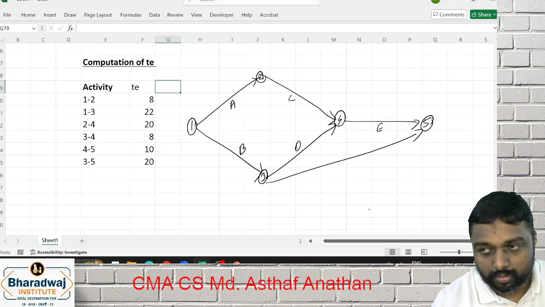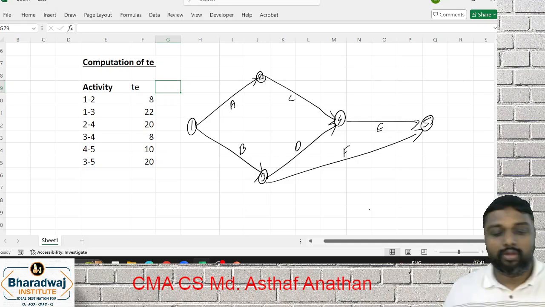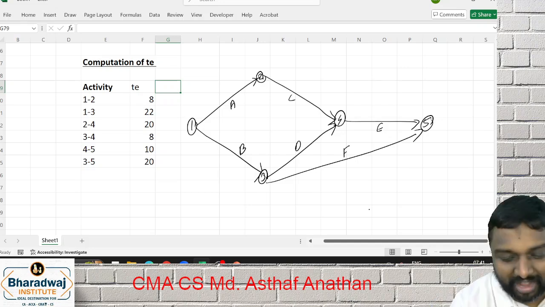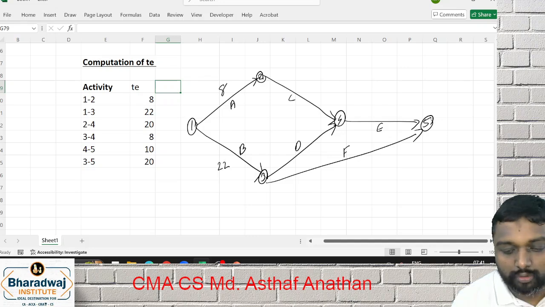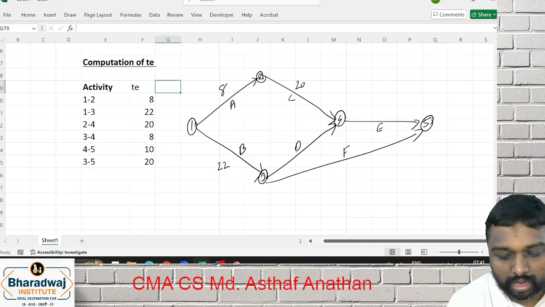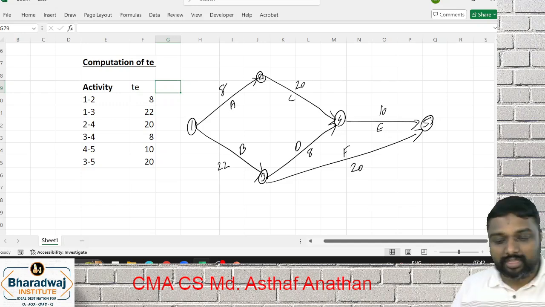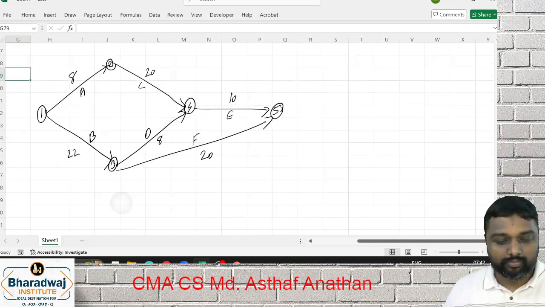Yeah. You can give the duration that you found. 1 to 2 you found out 8 days. 1 to 3 you found out 22 days. 2 to 4 you found out what? 20 days. 3 to 4 you found out as what? 8 days. 4 to 5 you found out as what? 10 days. 3 to 5 you found out as what? Correct. Now they were asking you to find out what?